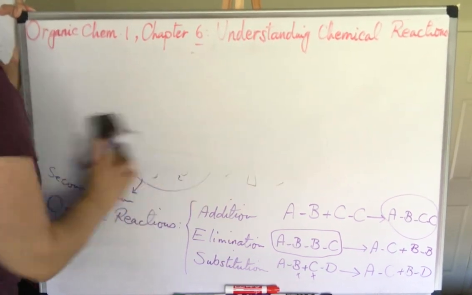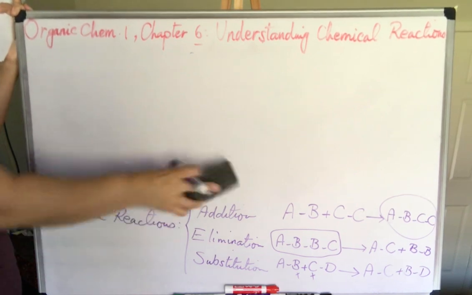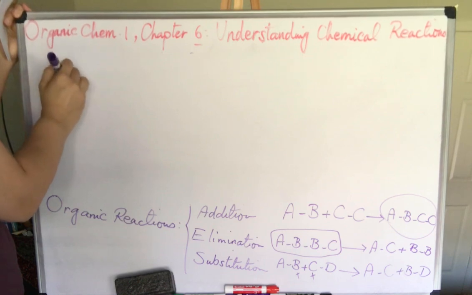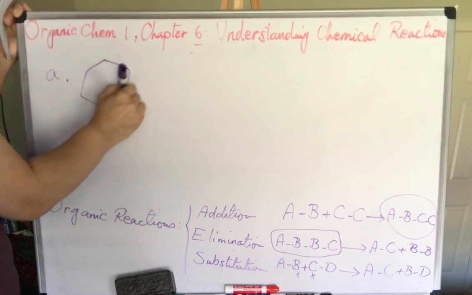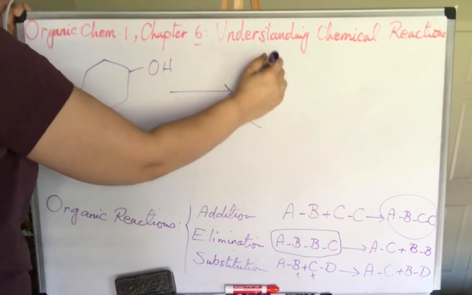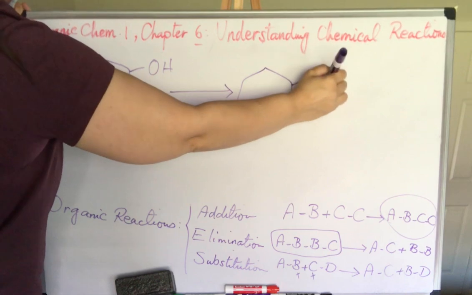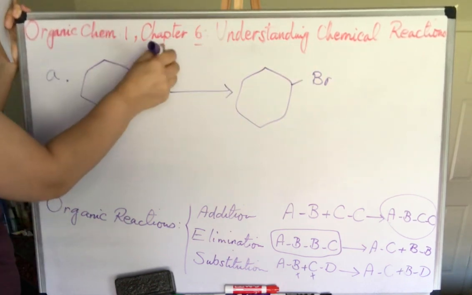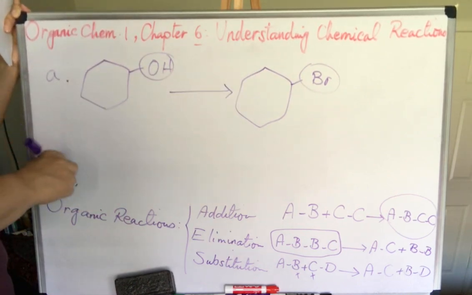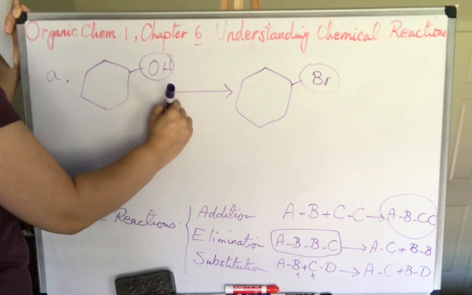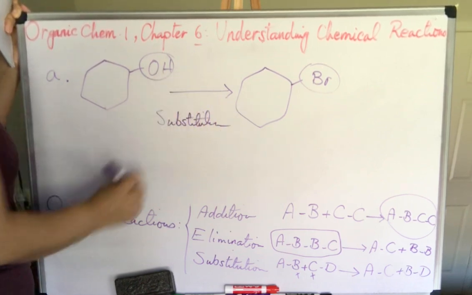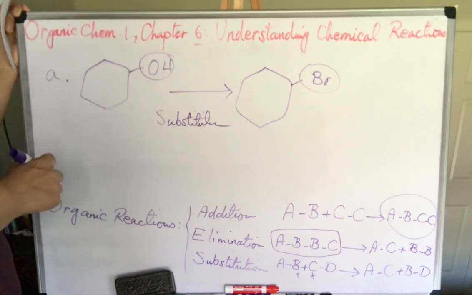Let's see what's going on in this practice. I will work on the first. OH connected to the cyclohexane changes to Br. So what did I just say? OH changes to Br. Nothing else happens to the rest of the molecule. So it seems like there has been a substitution happening, right? OH has been substituted with Br.